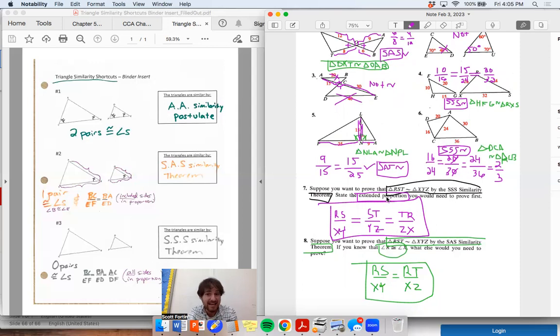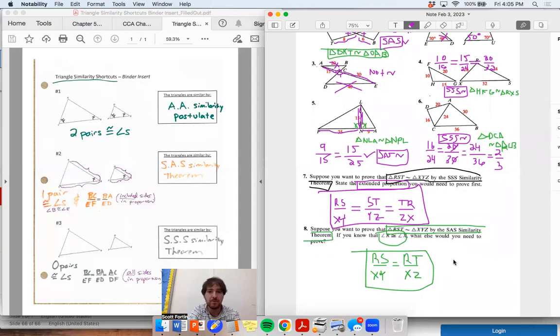So they said extended proportion there. You got to remember this from section 5.1. An extended proportion means 3 or more equal ratios, okay? So if all 3 of those ratios equal each other, you can use the SSS similarity theorem to prove triangles are similar. And then you can use the definition of similarity to say angles are congruent after that. Okay, anyways, we got here number 8, SAS similarity theorem.